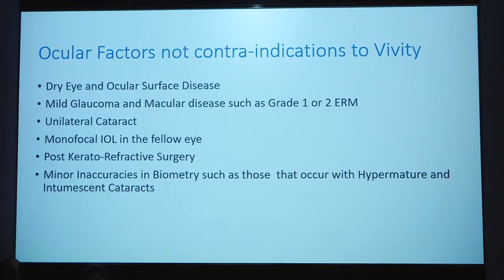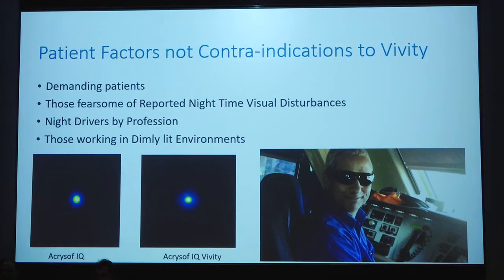Okay, so basically there are certain factors we have to remember. There are many ocular factors which make it impossible to implant any of the trifocal lenses. So what are those ocular factors which are forgiving in case of this lens? Dry eye and ocular surface disease, patients with mild glaucoma and macular disease such as a grade 1 or 2 ERM, unilateral cataracts. It's a great lens for unilateral cataracts, especially in young pre-presbyopic age group patients. When the patient has a monofocal IOL in the other eye and desires a little better range of vision, post-keratorefractive surgery, and I'm going to show you at least 3 examples of those, and minor inaccuracies in biometry, as I mentioned earlier, when it's not possible to get an accurate biometry.